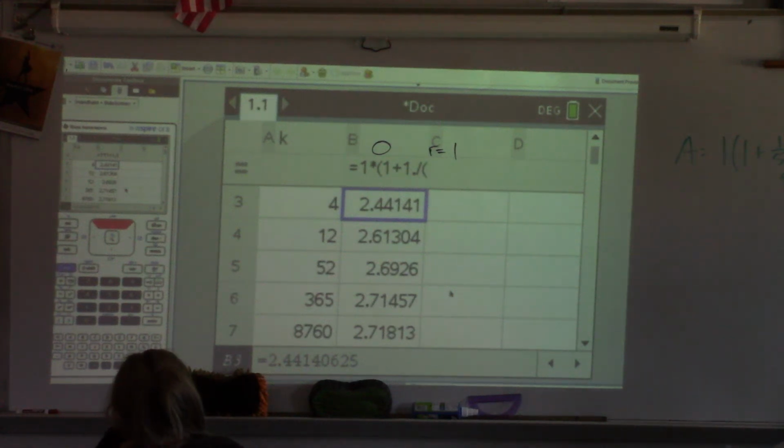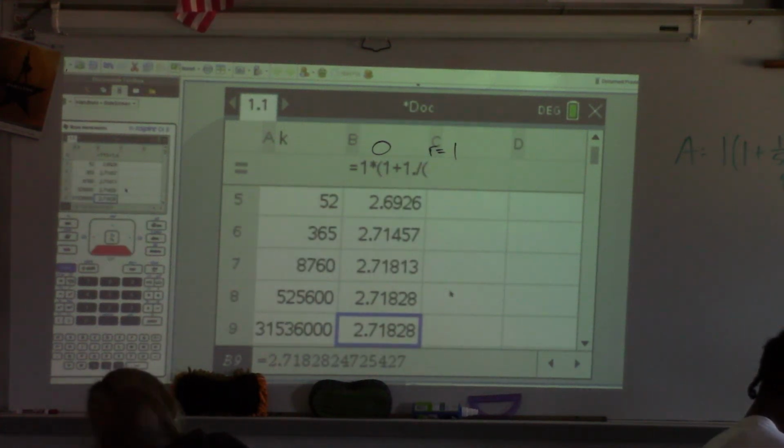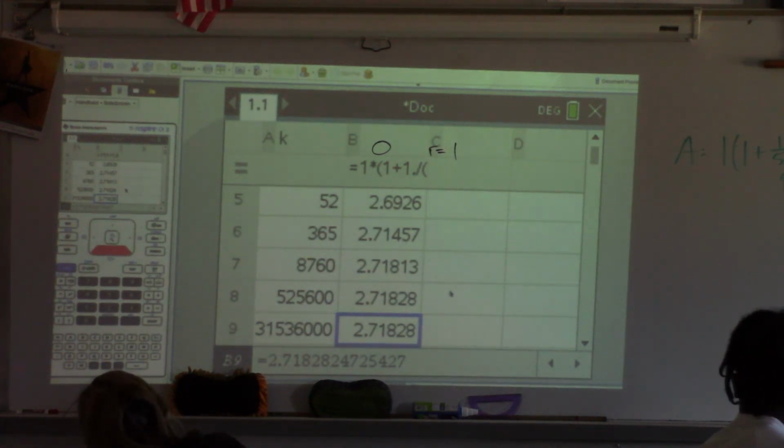Let me know when I can scroll down, please. Can I scroll down to the last couple? Just focus on the numbers right now, don't worry about the formulas, I need you to write down the numbers. That is more important.